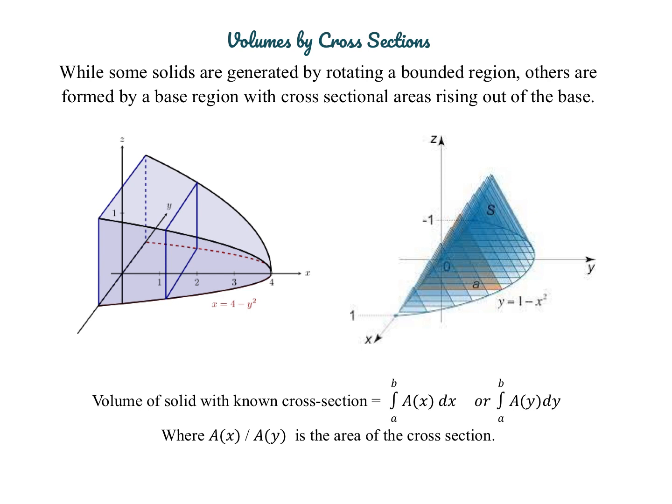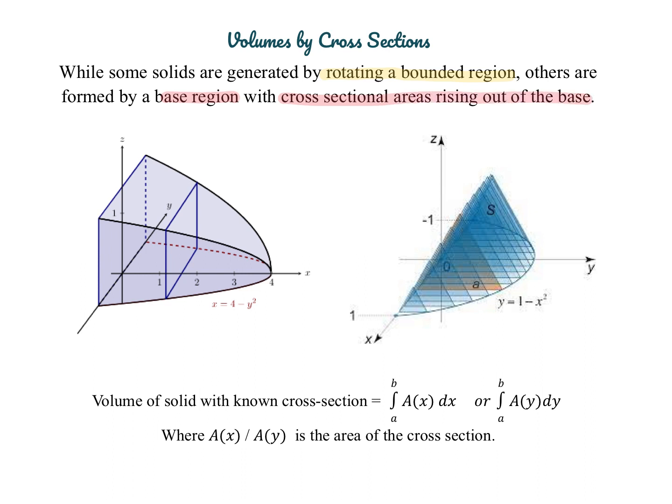So again, today we're going to be finding volumes that are created by cross sections. Previously we were working with volumes generated by rotating a bounded region around an axis or a line, but you can also form a three-dimensional solid by taking a base region. That base region is defined by your functions, and then you have cross-sectional areas rising out of that base. So there's no rotation for these problems.